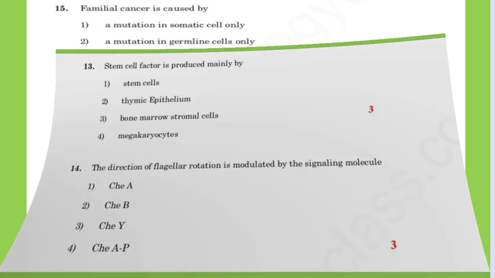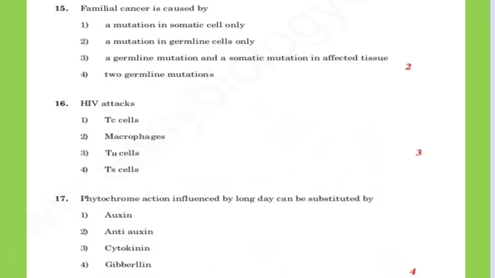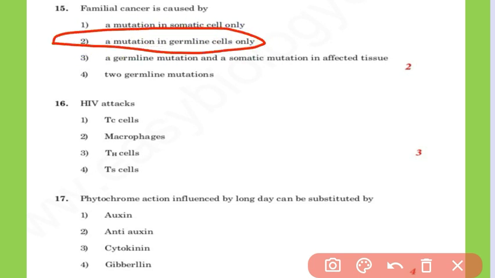Then the next, familial cancer is caused by. This is a straightforward question, and familial cancer is because of a mutation in germ-line cells only. So option second is the answer of this question.